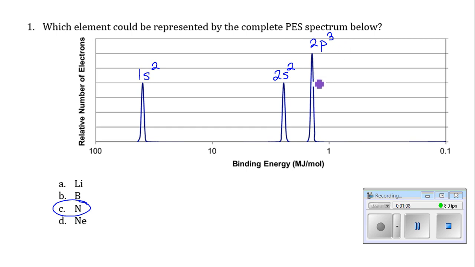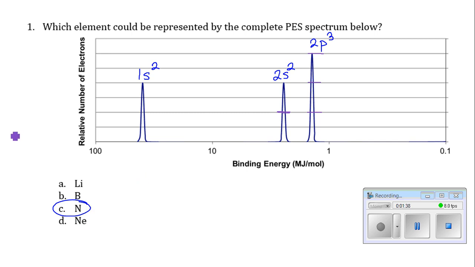And I know this is 3 because each one of these lines within the peak represents a half of an electron, or better stated, a pair of lines represents 2 electrons. So that's 1, 2, and then this is 1, 2, and then 3 electrons. Okay, so this is going to be nitrogen. Nitrogen's electron configuration ends in 2p3.